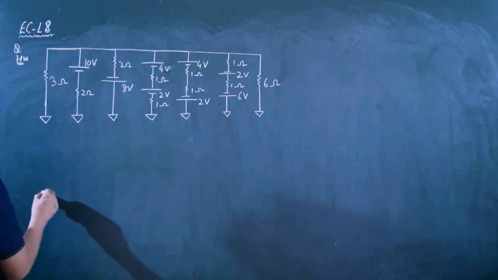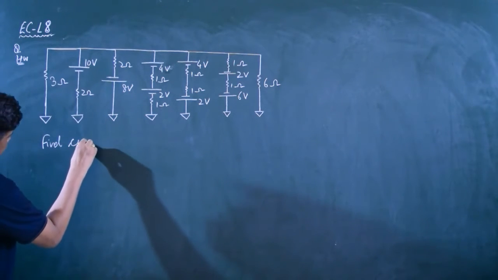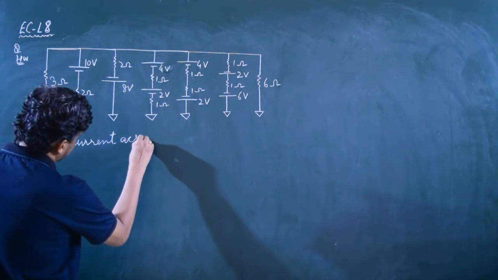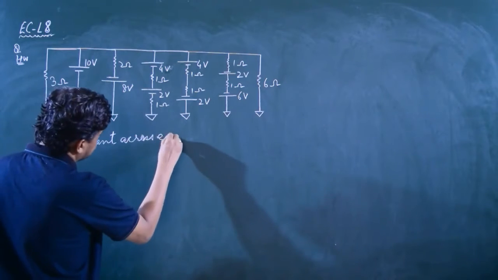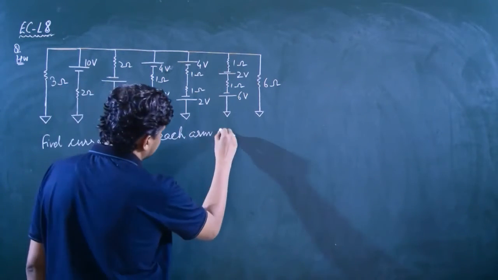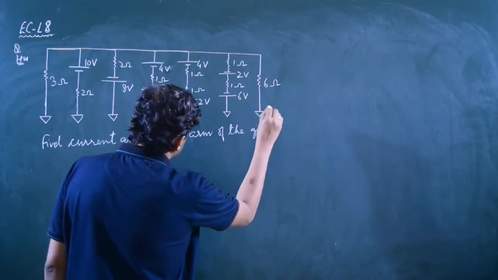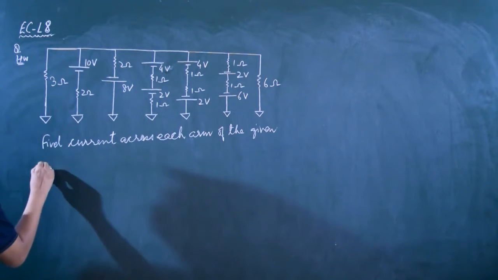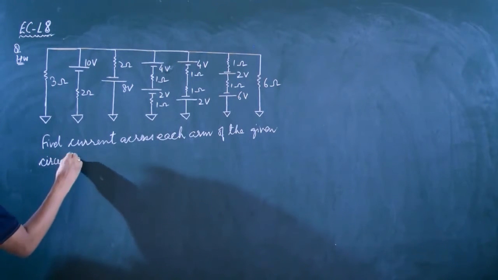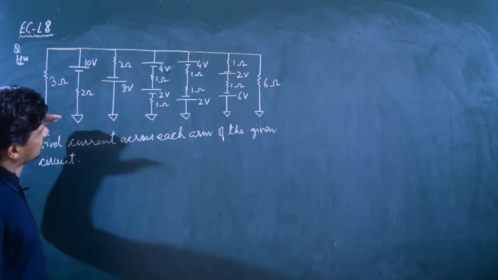You have to find the current across each arm of the given circuit. So you have to get the current across each arm of this given circuit. Again, lower ends will be connected.